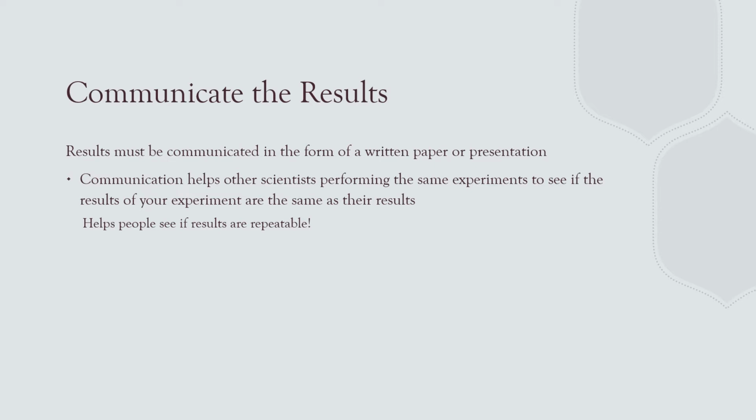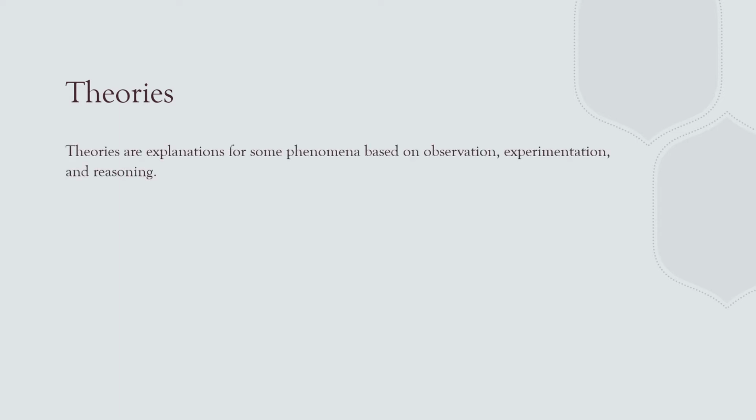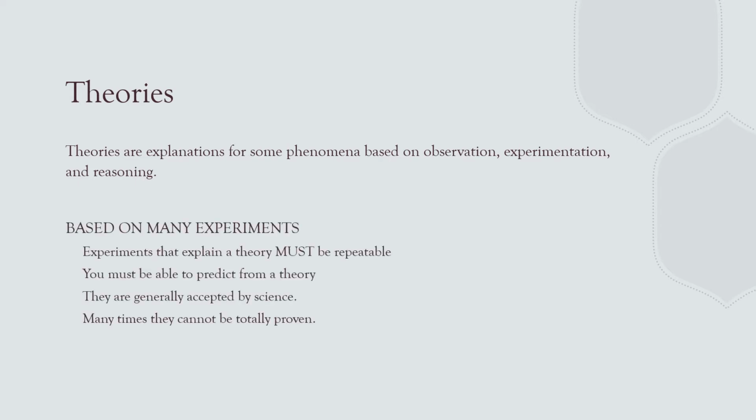Also, repeatability is very, very important. I mentioned theories, and theories are explanations, and they're based on experiments, observations, and reasoning. They are flexible, though. When you come up with new information, theories must change. The experiments that you use to explain a theory need to be repeatable. Theories are generally accepted by the majority of the scientific community. And a lot of times you cannot totally prove them, and that means they're flexible. There's room for growth in these theories.